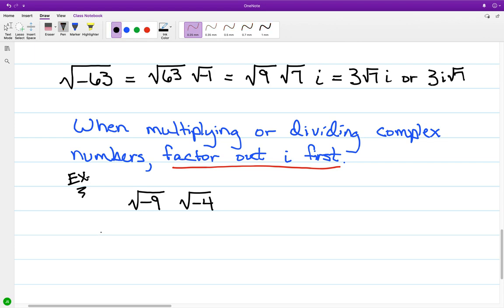So for what we have in the setup, for the square root of -9, we can say we have the square root of 9 times i. For the square root of -4, I have the square root of 4 times i. The square root of 9i goes to 3i. The square root of 4i goes to 2i.